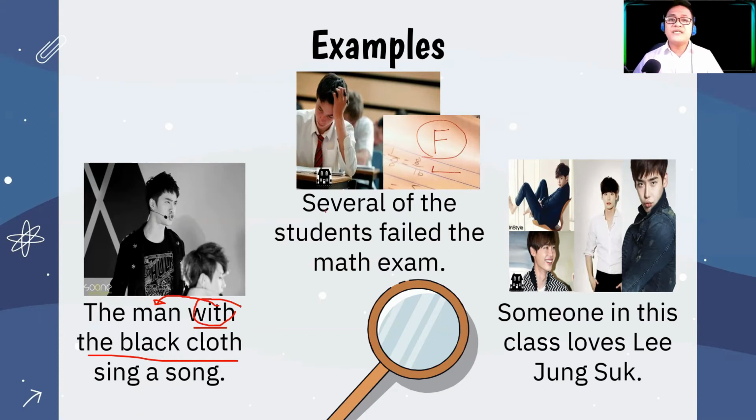Second example, several of the students failed the math exam. So the prepositional phrase here is of the students. Why? Because it starts with a preposition and with an object, students. Of the students is a prepositional phrase, and the function of it is an adjective phrase. Why? Because malapit siya dun sa pangalan or panghalip, and that is the word several.